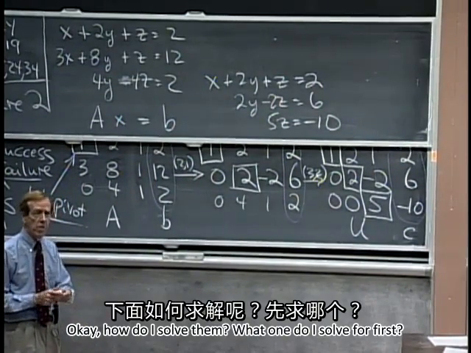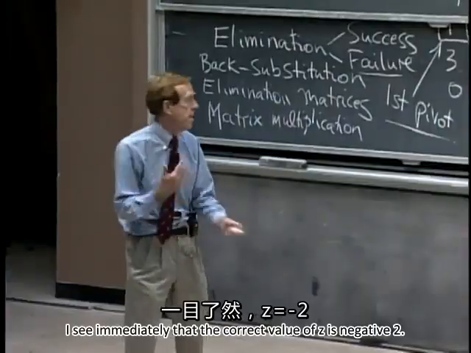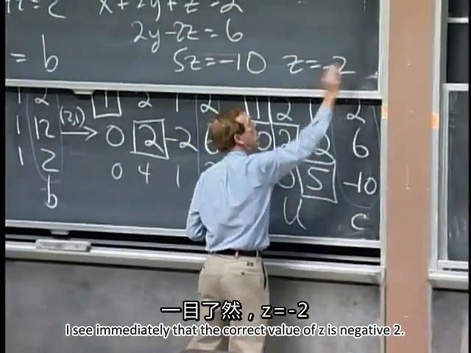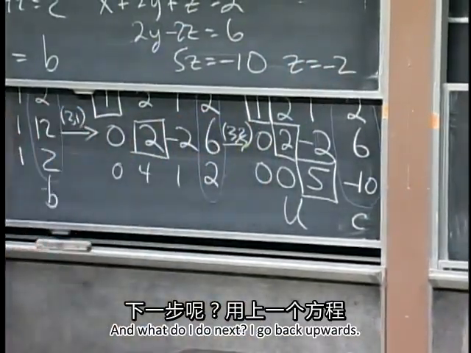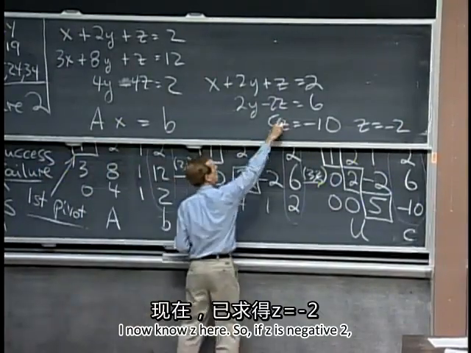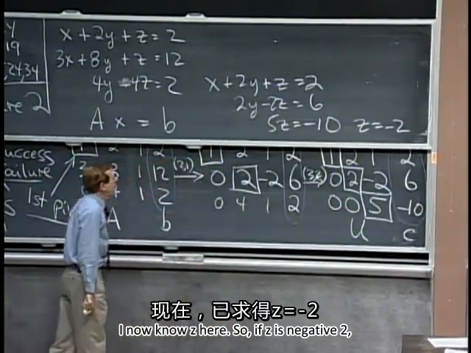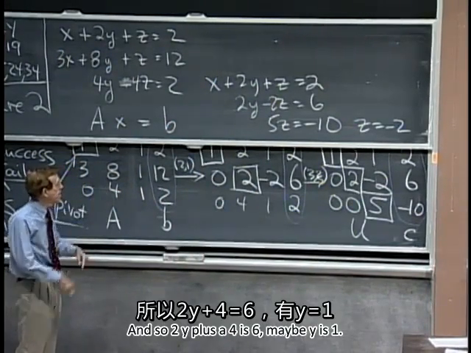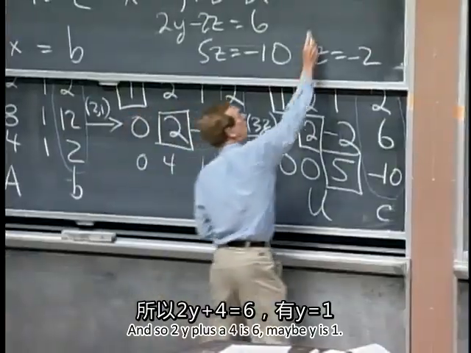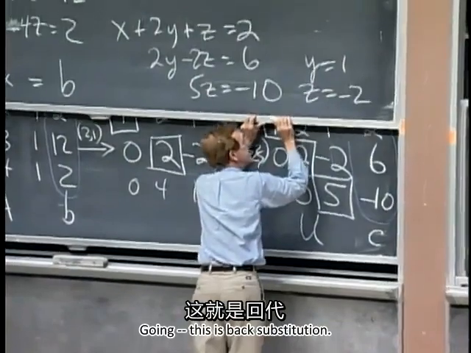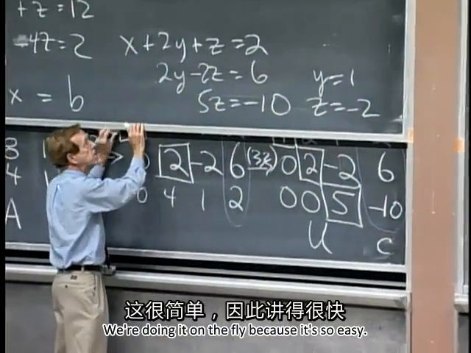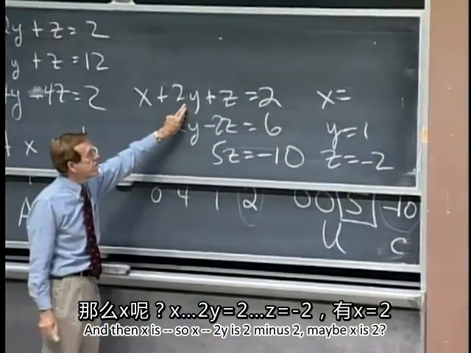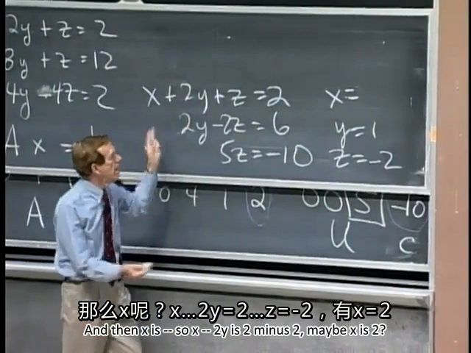What one do I solve for first? z. I see immediately that the correct value of z is -2. And what do I do next? I go back upwards. I now know z here. So if z is -2, that's 4 there. Is that right? And so 2y plus the 4 is 6. Maybe y is 1. This is back substitution. We're doing it on the fly because it's so easy. And then x, 2y's is 2, minus 2. Maybe x is 2.